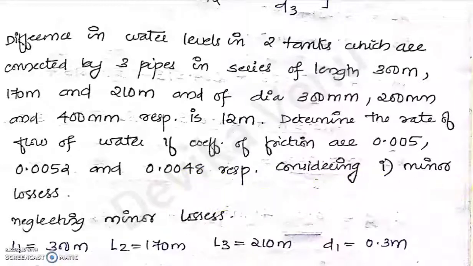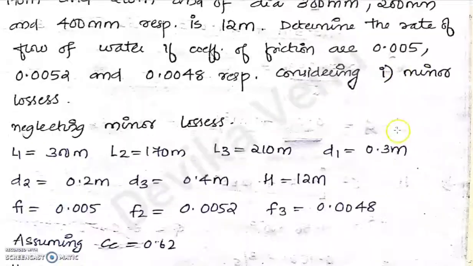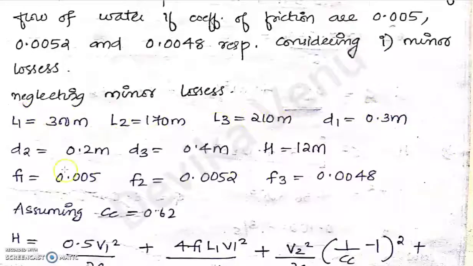Consider first one, considering the minor losses. So first is to determine the rate of flow, considering the minor losses and neglecting the minor losses. These are the two parts of this question. First I have listed out the given data. While working out a question, this will help you. First you have to read the question carefully and write down the given data.